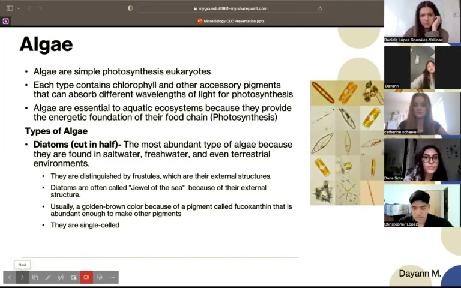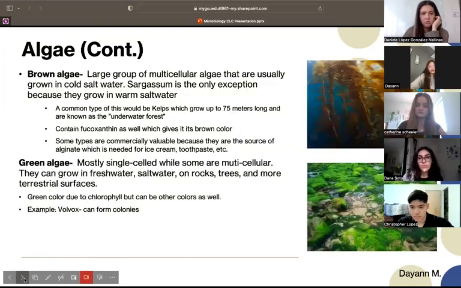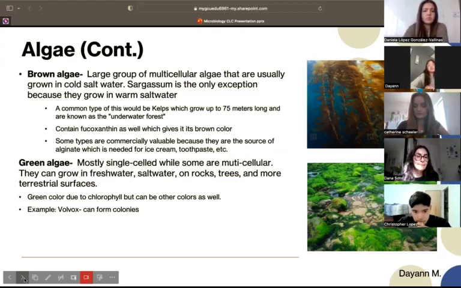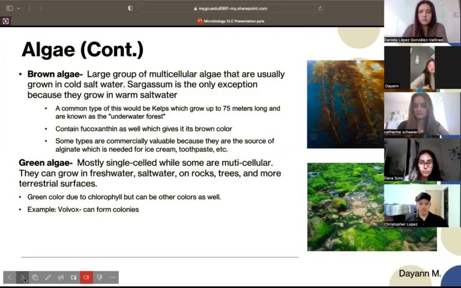The next algae is called brown algae. They are a large group of multicellular algae that are usually grown in cold saltwater. Sargassum, however, is the only exception because it grows in warm saltwater. A common type of this would be kelp, because it can grow up to 75 meters long and is known as the underwater forest. They also contain the same pigment as diatoms, which gives them a brown color. These are also commercially valuable because they are the source of alginate, which is needed for things like ice cream, toothpaste, etc.